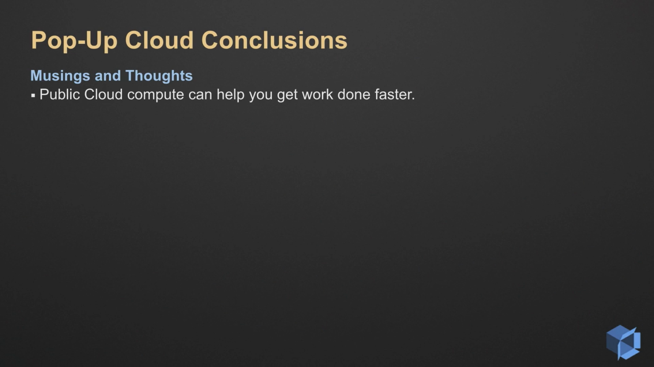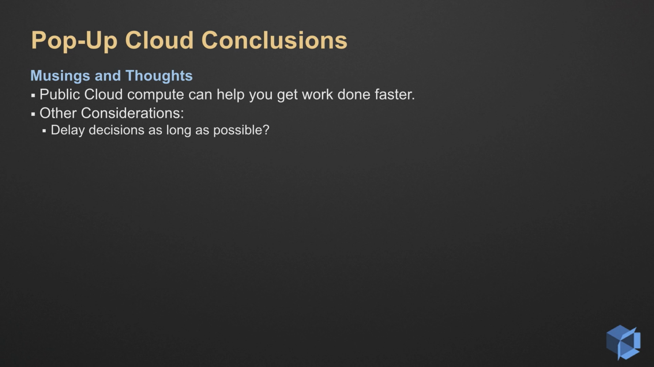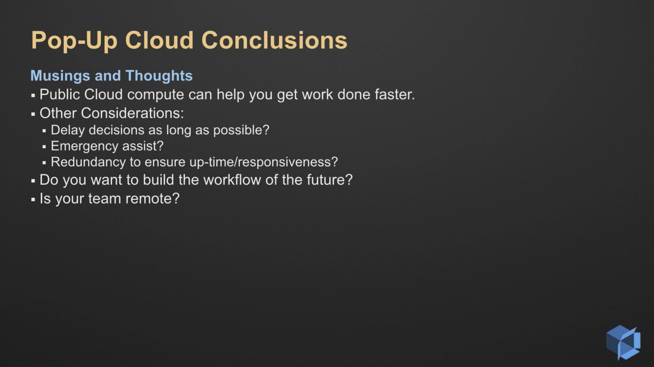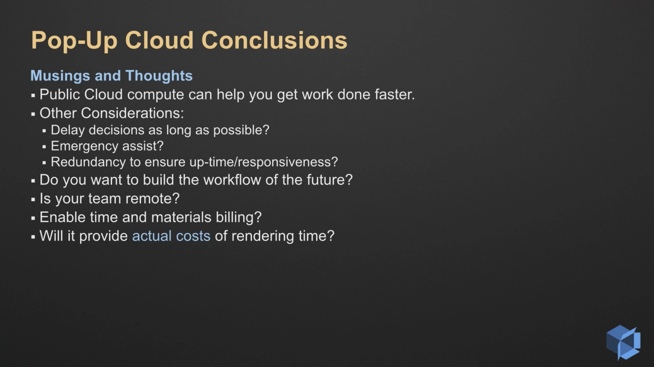So I'm just going to finish this off with some final thoughts. My belief is that public compute can make all of you get your work done faster, and that it can help you delay decisions as long as possible. I think that's important for filmmaking, for commercial, for anything where you don't want to commit at any point. You want to delay dialogue or wording or anything till the very last minute. Because you can scale up and render at the last minute, it will help you delay all of those decisions. Pop-up cloud can be used to create emergency assistance if your infrastructure goes down.